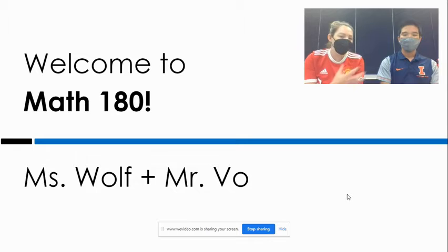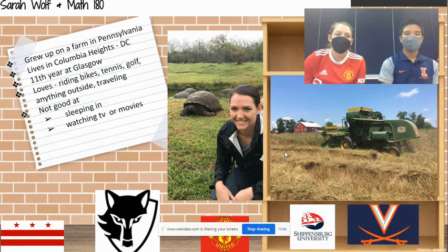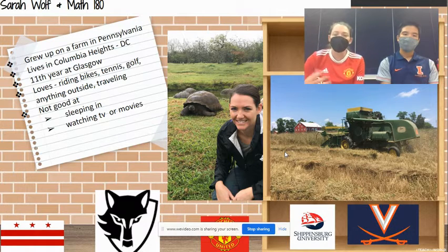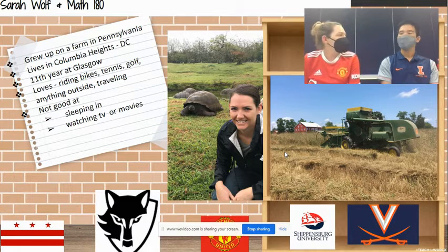I'd like to introduce a little bit about ourselves and then we'll talk about Math 180. All right, so my name is Sarah Wolf. This is my 11th year at Glasgow. I've been teaching Math 6 and then Math 180 for 6th graders and 7th graders during the entire time I've been here. I really like working at Glasgow. I also sponsor an after-school club in the spring, and I'm just happy to be here.